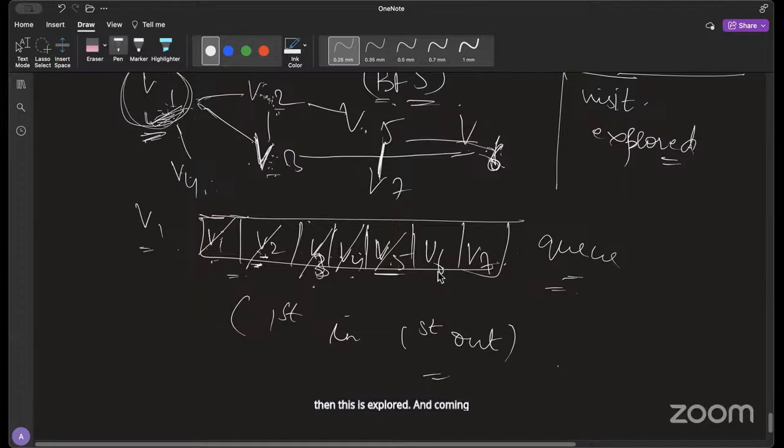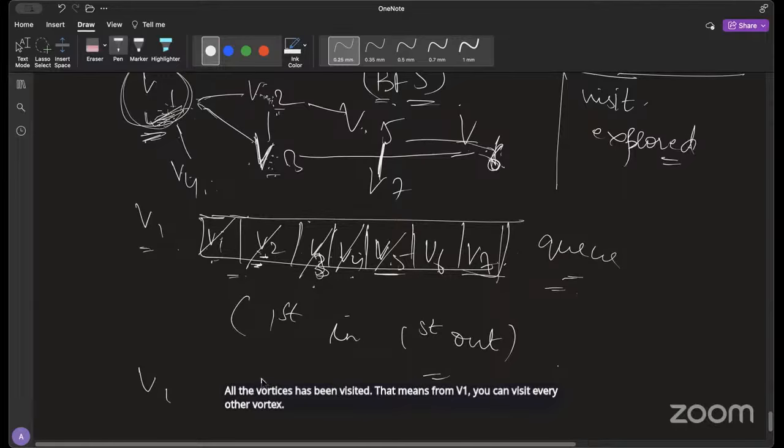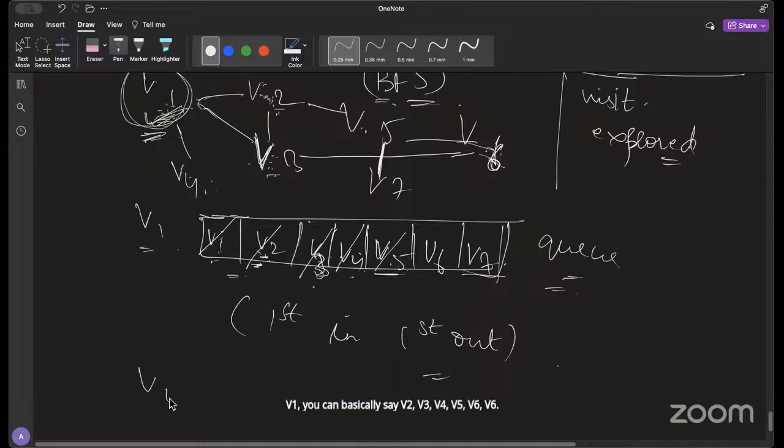And coming to V6, I think all of them have been written, right? V1, V2, V3, V4, in the ascending order of their indices. So all the vertices have been visited. That means from V1 you can visit every other vertex: V2, V3, V4, V5, V6, V7. But let's put directions there and then see what happens. I'll put directions here.